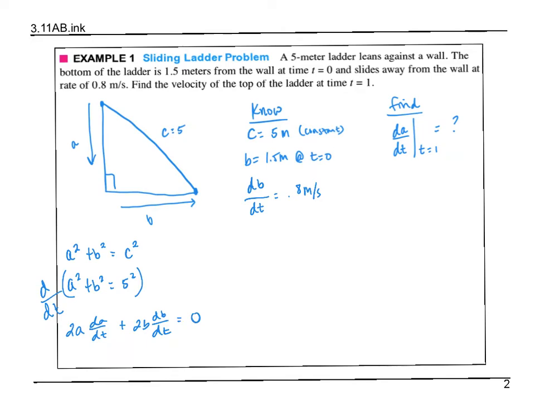Okay. You can move things around. You can isolate dA over dt if you want to right now, but you don't have to. That's totally up to you. What we want to recognize is that we're going to input values with respect to time being 1.